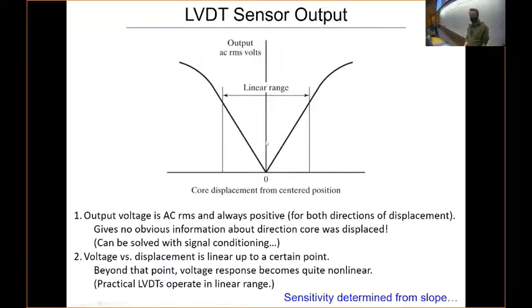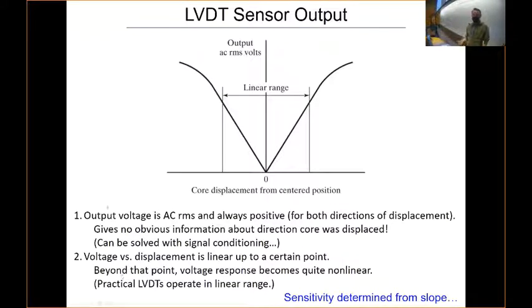So just looking at this, it doesn't give you any idea of the direction. If you're on this side, you're going to get, say, 5. If you're on this side, you're going to get 5, or whatever value we want to make up. So it gives no obvious information about which direction the core was displaced. We do solve this with signal conditioning. It comes back to the phase. If we can determine the phase, then we can determine what direction it's in. But just in this AC RMS output, we can't understand what direction it is.